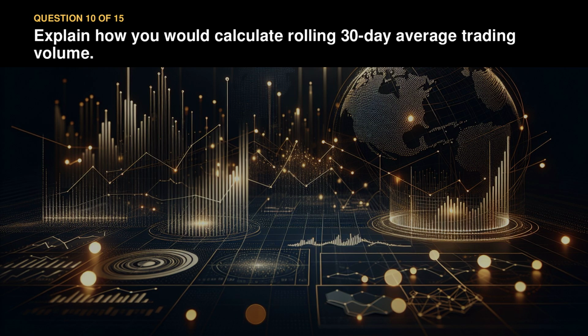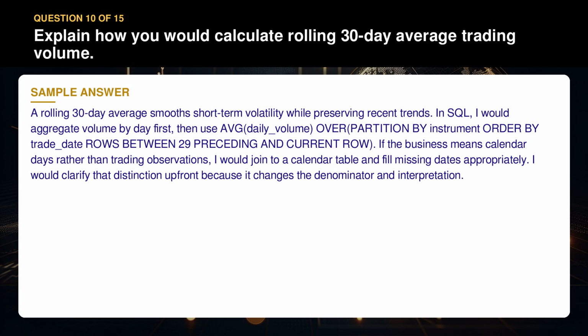Question 10. Explain how you would calculate rolling 30-day average trading volume. A rolling 30-day average smooths short-term volatility while preserving recent trends. In SQL, I would aggregate volume by day first, then use AVG daily volume over partition by instrument, order by trade date, rows between 29 preceding and current row.